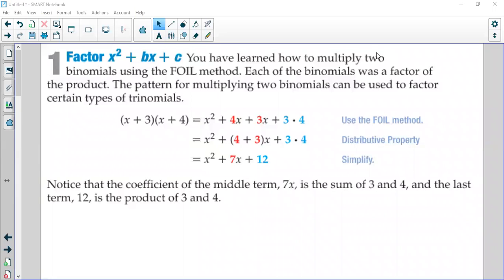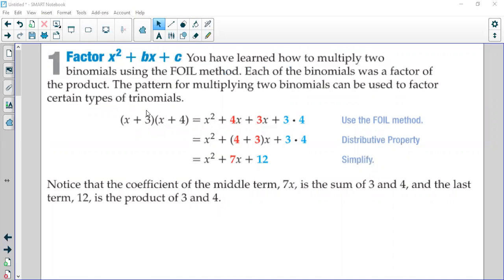All right, guys. Section 5.8, time to continue factoring. Factoring, we are going to now look at trinomials. The form is going to be x squared plus bx plus c. Technically, it's ax squared plus bx plus c, but the a is always going to be a value of 1. The coefficient of this x squared will be 1 for now.